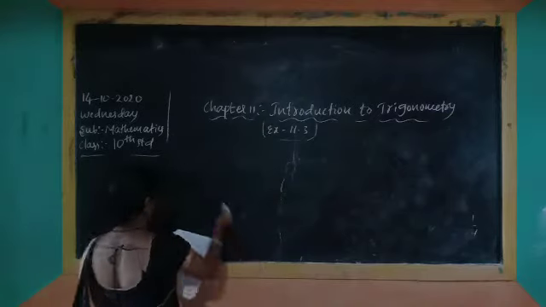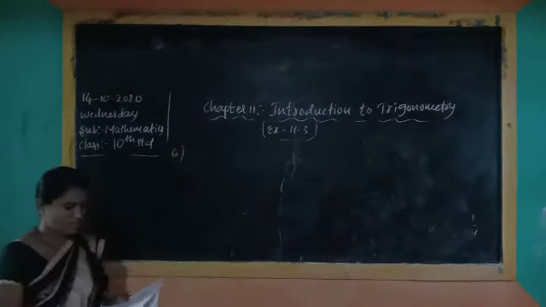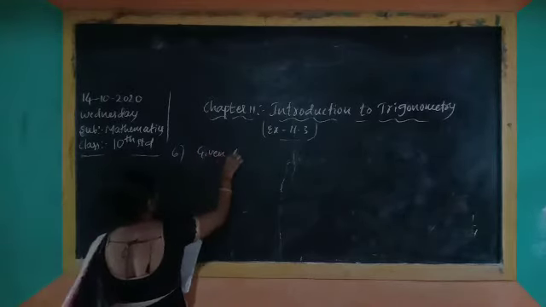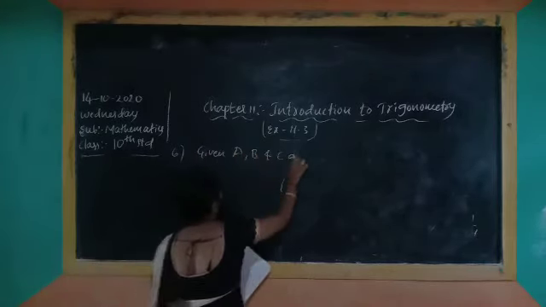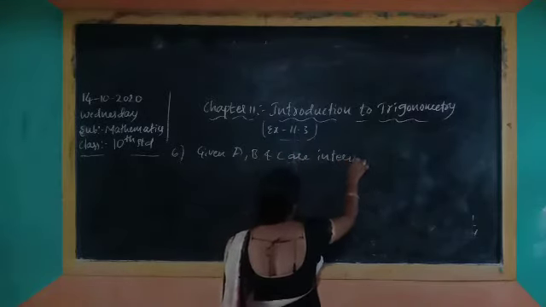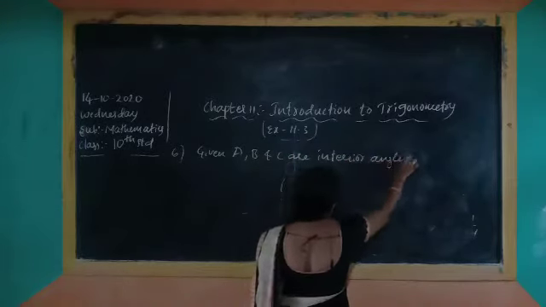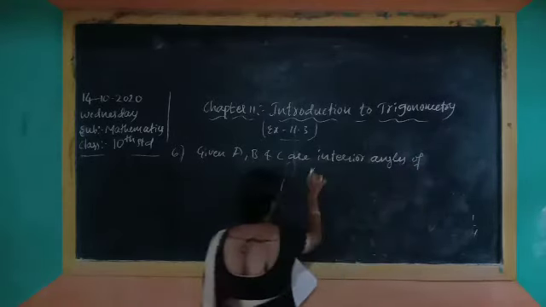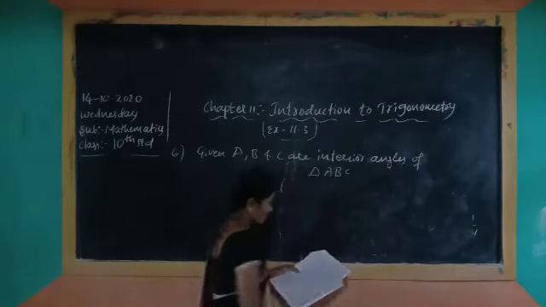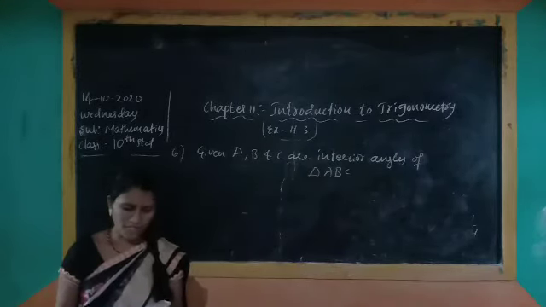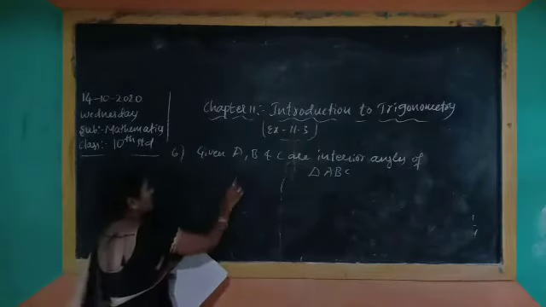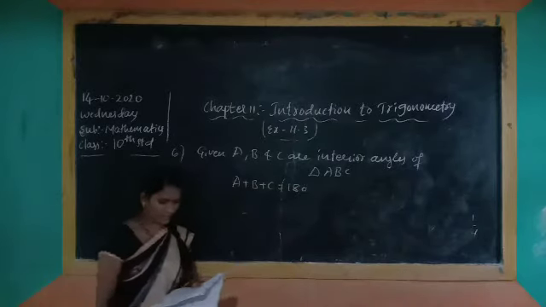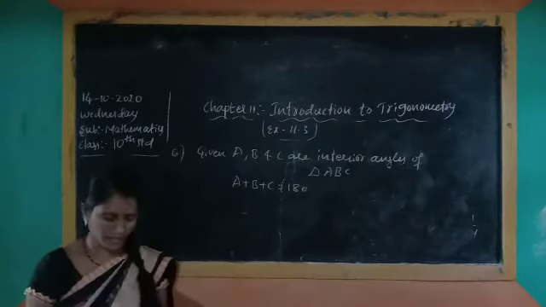You should write what they have given: A, B and C are interior angles of triangle ABC. Next, what do you know here? Interior angles means A plus B plus C is equal to 180 degrees. The sum of the interior angles of a triangle is 180 degrees.